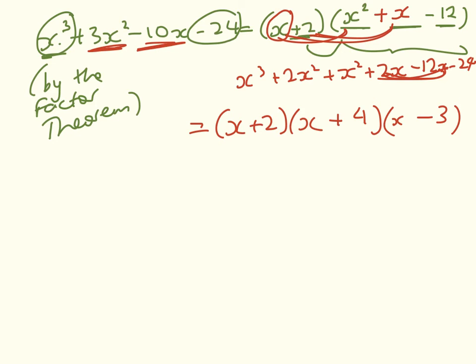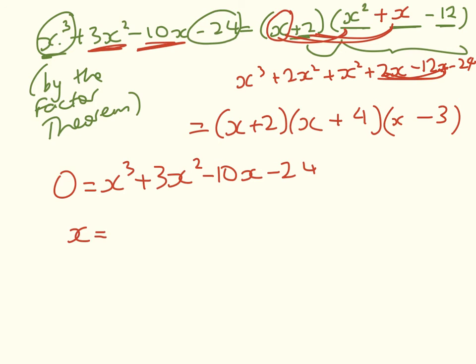Now if you were asked to solve the following equation, instead of just factorise it, you'd use the same method. And your three solutions or roots would be x equals negative 2, x equals negative 4, and x equals 3.